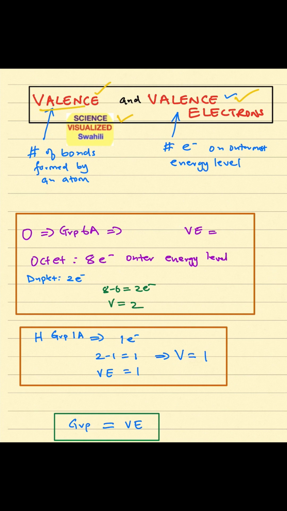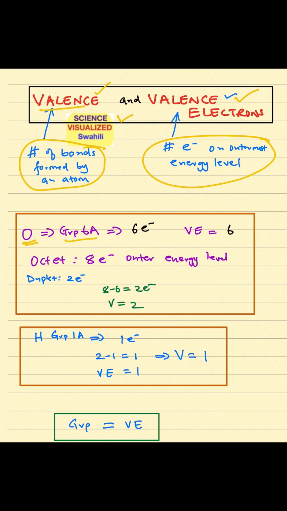Valence means the number of bonds formed by an atom. Valence electron means the number of electrons on the outermost energy level. For example, oxygen is in group 6A, and because of that, it has 6 electrons on the outer energy level, and therefore the valence electrons of oxygen is 6.